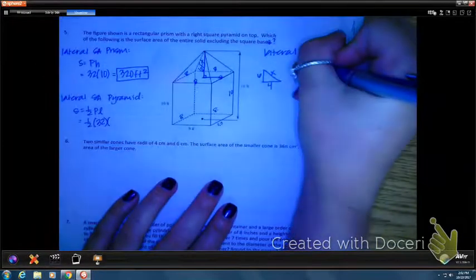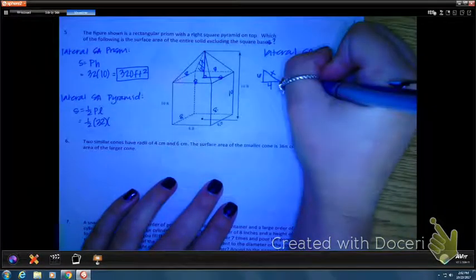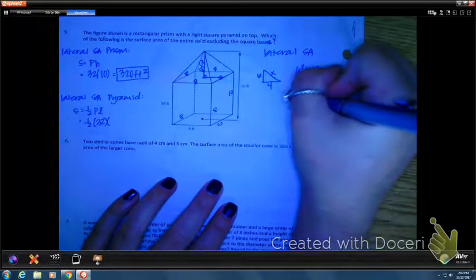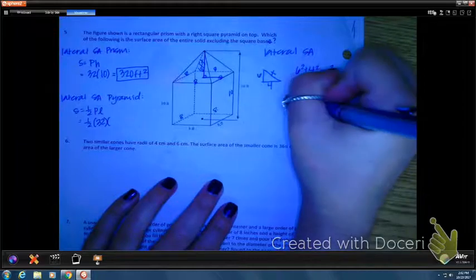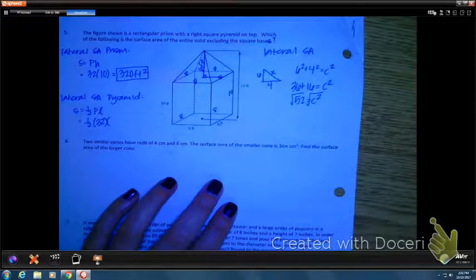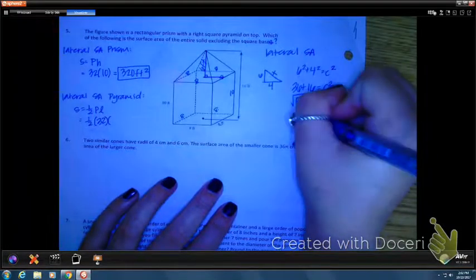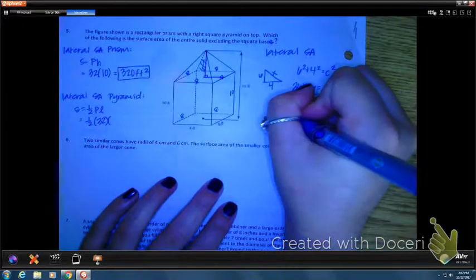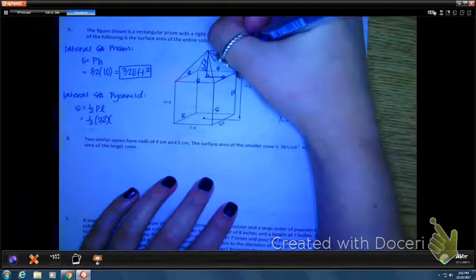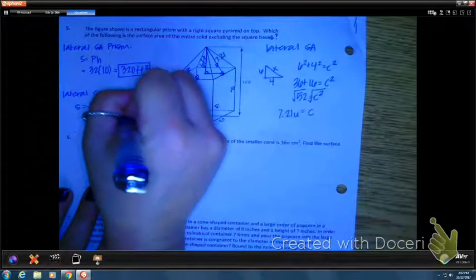So you're going to have 6 squared plus 4 squared equals c squared. 6 squared is 36. 4 squared is 16. So you have 52. Square root, let's go ahead and round to the nearest hundredth. Square root of 52 rounded to the nearest hundredth should be 7.21 units. So your slant height is 7.21. That's what we're plugging in over here for our slant height.